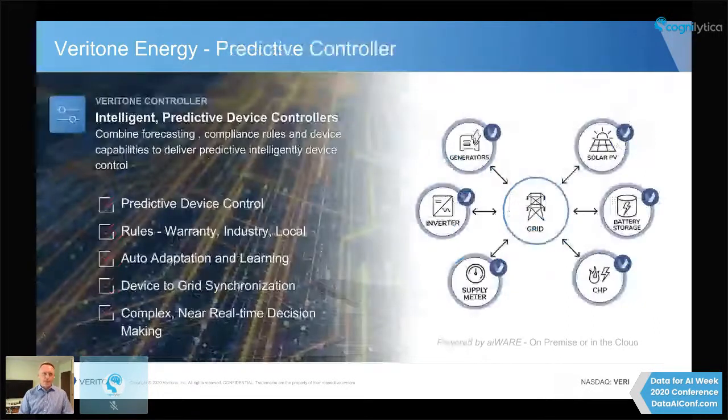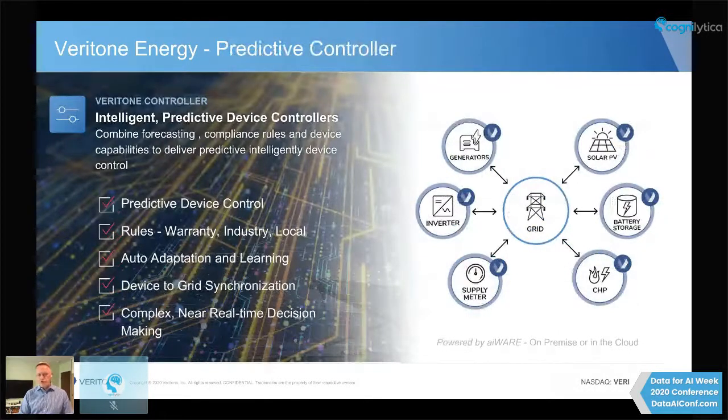So in addition to building forecast models, we also build AI models for all of the devices that sit on the grid. And that includes your inverters, transformers, capacitors, solar panels, and batteries. And these predictive device controllers, we then integrate into our smart edge software controls. And our controller incorporates two things. It incorporates the forecasts that we just spoke about.